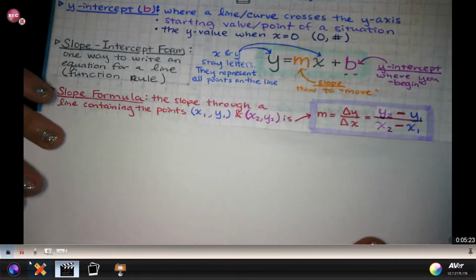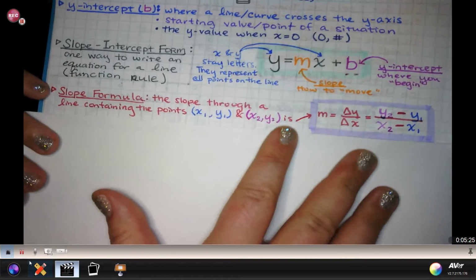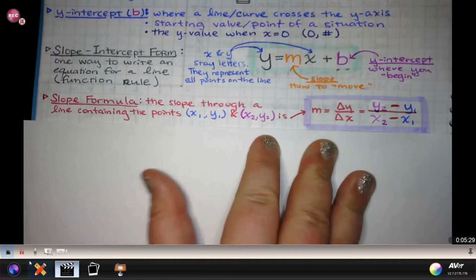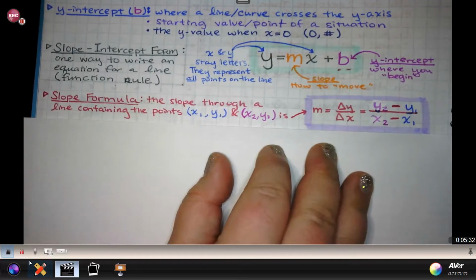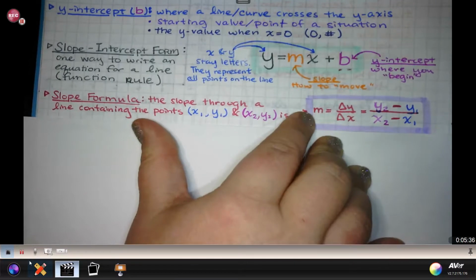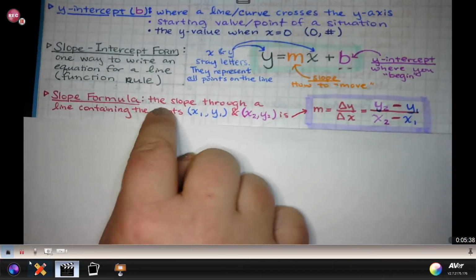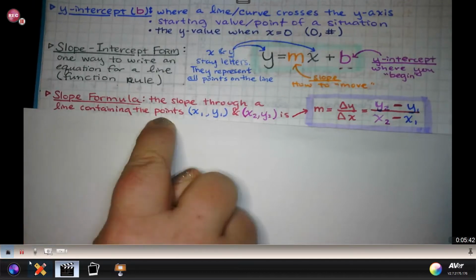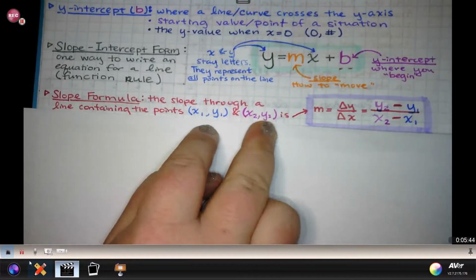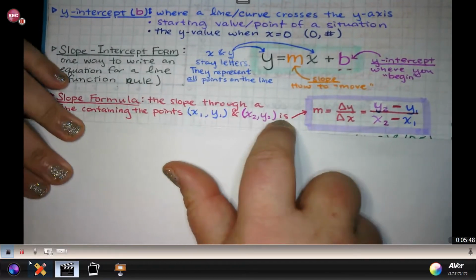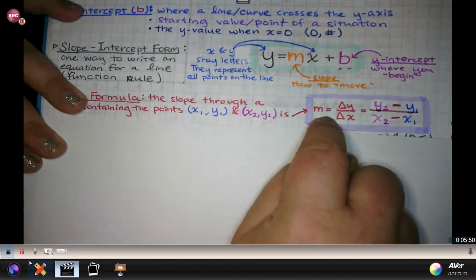Then we have what's known as the slope formula. So there is a way to find slope. There's lots of ways to find slope. One is through the slope formula. And you're going to, again, want to memorize this. So the slope formula says that the slope through a line containing the points, meaning these are just 2 points from a line, is, and then I have this here.